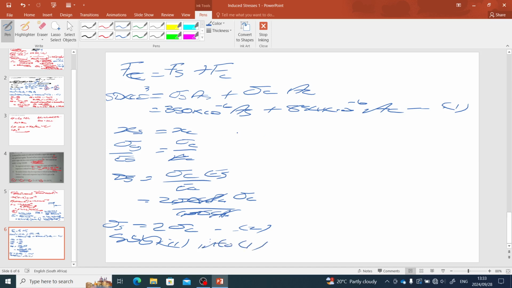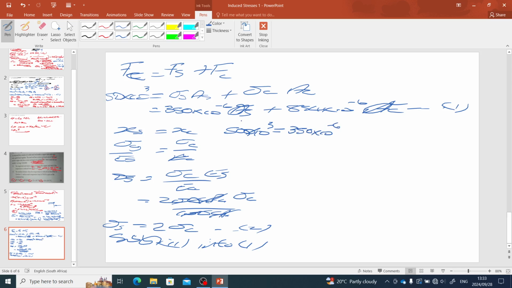Then when we substitute that into the first equation, we will have... These are your stresses, okay. Then we will have 500 times 10 to the power 3 equals 350 times 10 to the power negative 6.